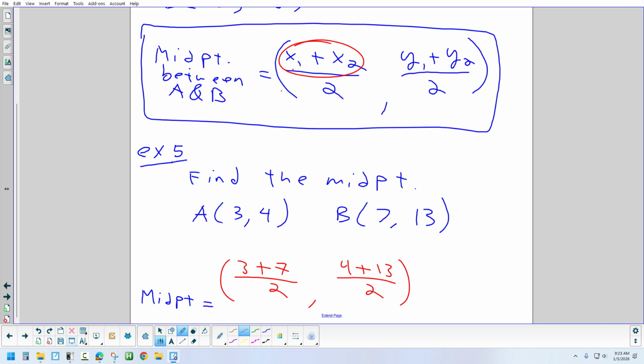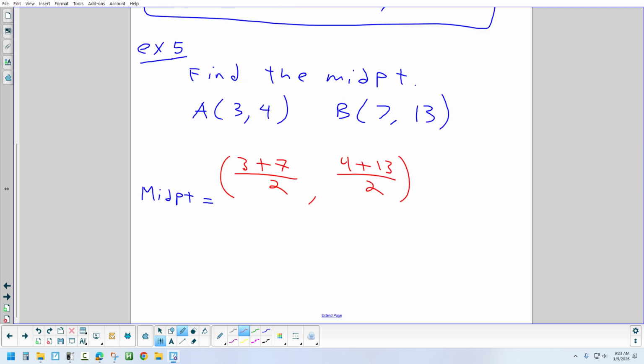Okay, what's 3 plus 7? 10. And then 10 divided by 2? So the midpoint is 5 comma, and then 4 plus 13 gives me how much? 17. So if you want to leave it as a fraction, you could do 17 over 2. Or if you wrote that as a decimal, that's 8.5. So any questions on that?